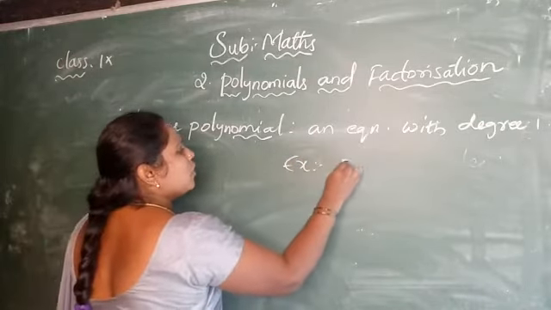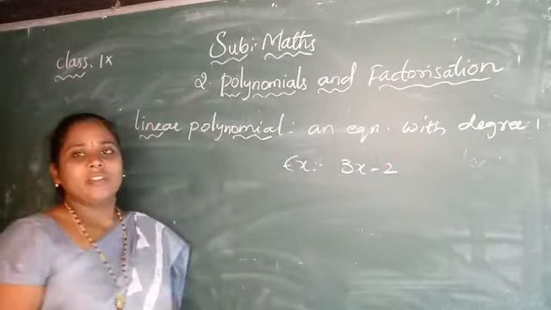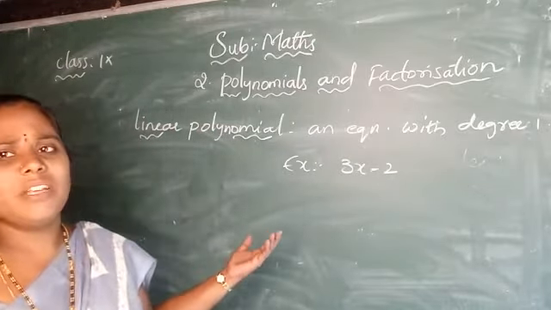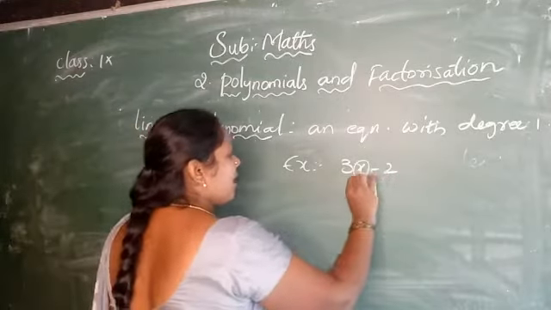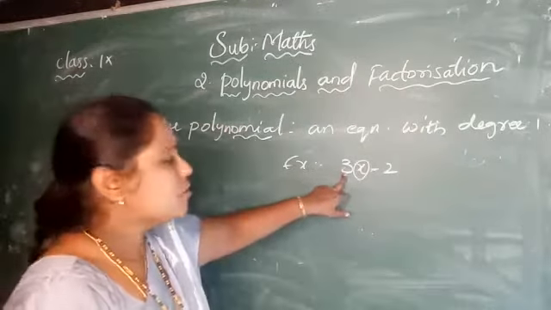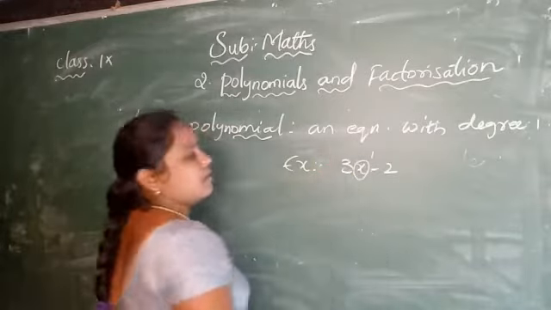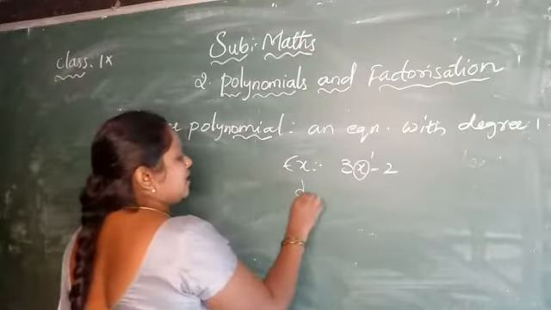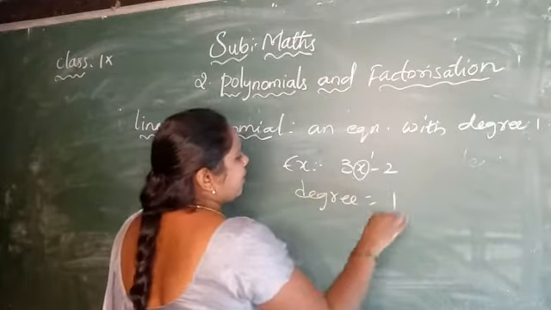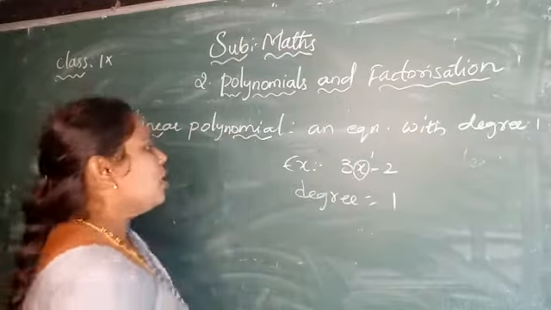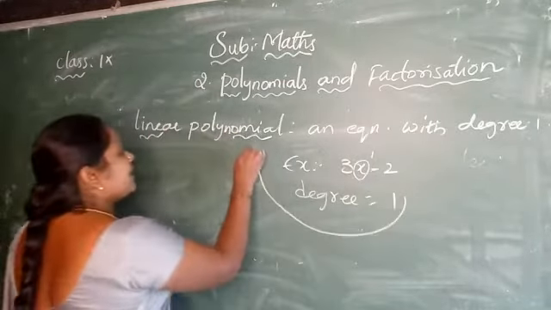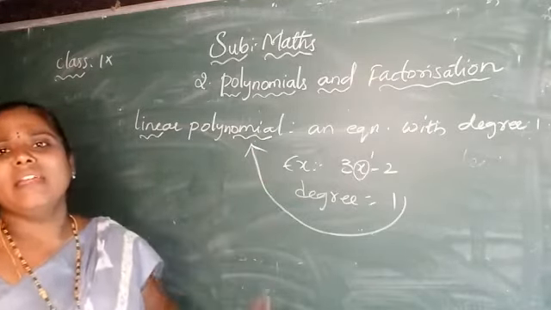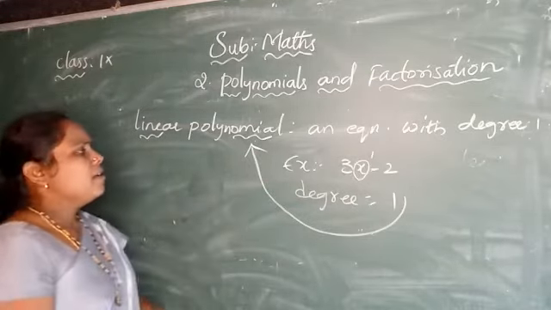Example: 3x minus 2. Degree means the highest power of the variable. The variable here is x, only one x, and its power is 1. So the degree of the total equation is 1. If an algebraic expression has degree 1, we call it a linear polynomial.